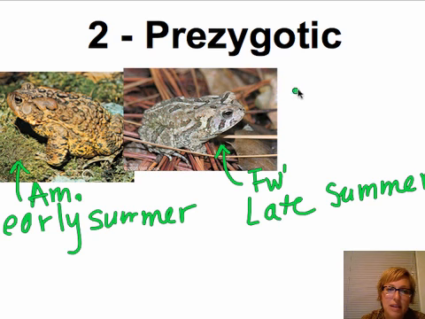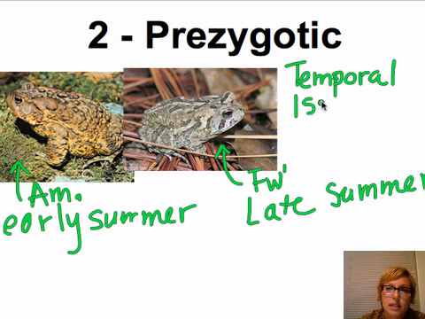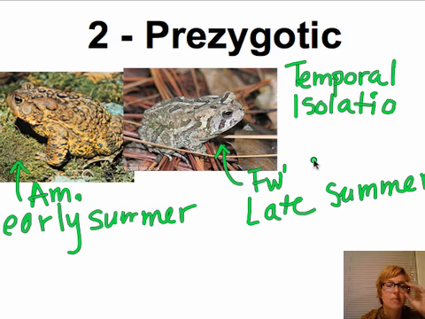And this right here is called temporal isolation. It's the same idea as a flower that blooms at a different time than a different flower. They can never actually cross pollinate because the timing is just off.